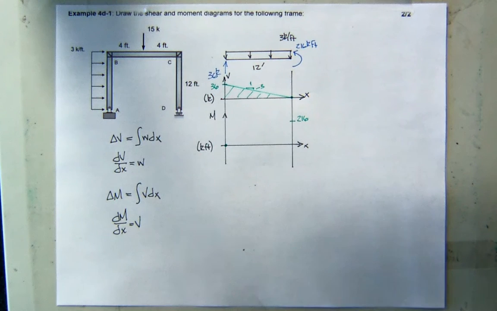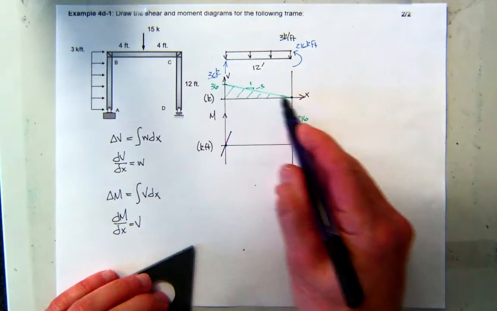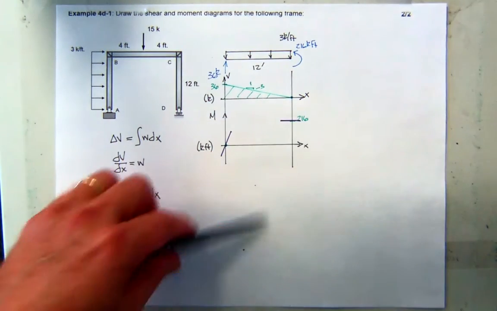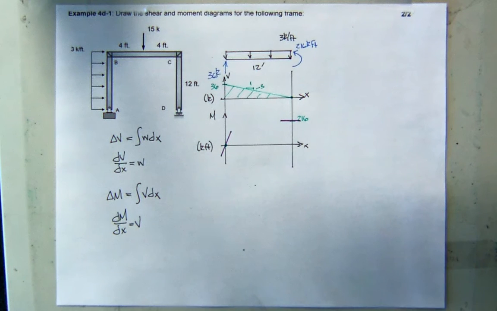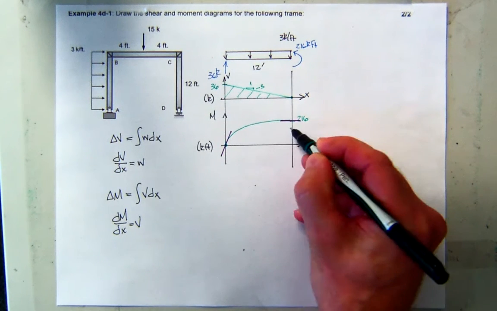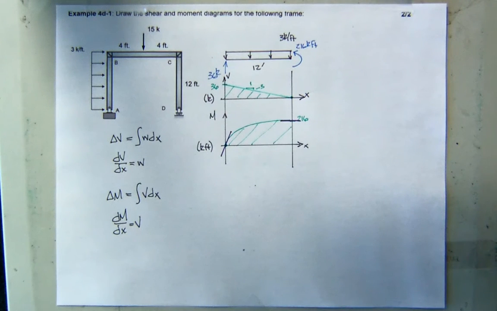What is the value of the shear at A? Positive 36. And it drops to 0. That might not be a bad question to ask, too. What is the slope of the moment diagram at A? Positive 36. And then connect those things with a parabolic section, and there's your moment. One down, 2 to go.